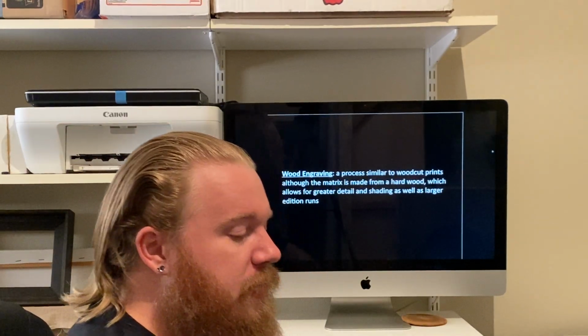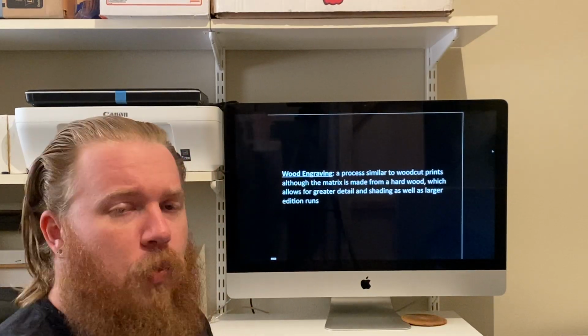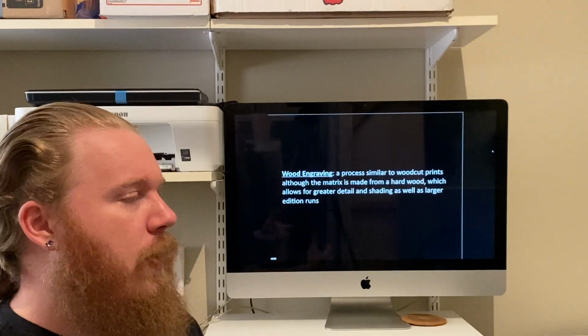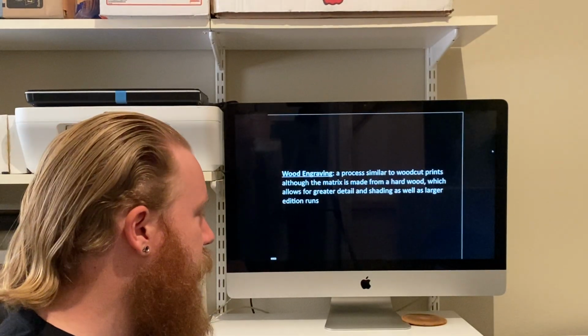But it's also important to note that not a lot of artists deal with wood engraving. They usually use regular engraving on a metal plate, which we'll get into here in a second.